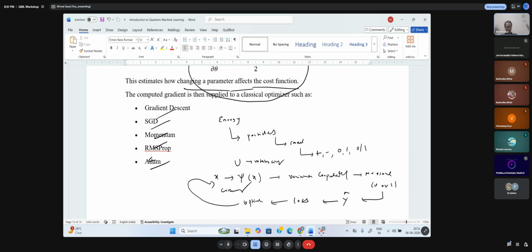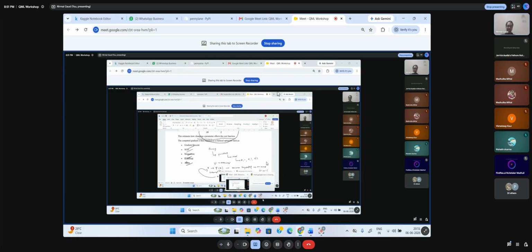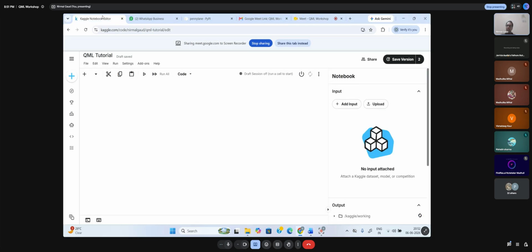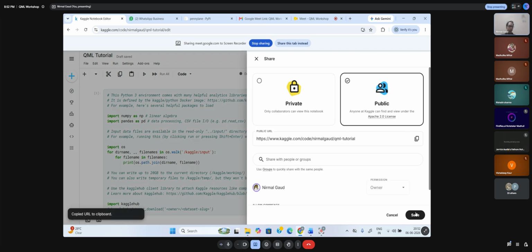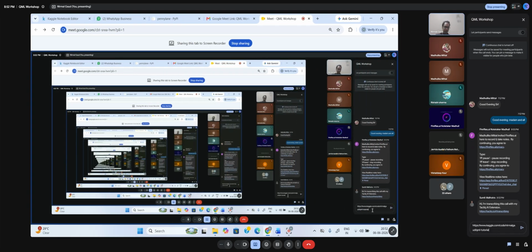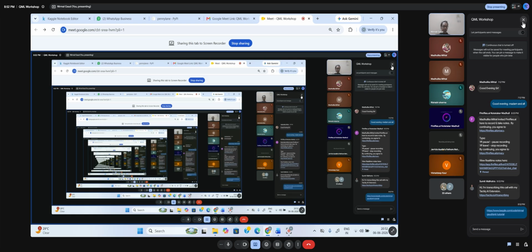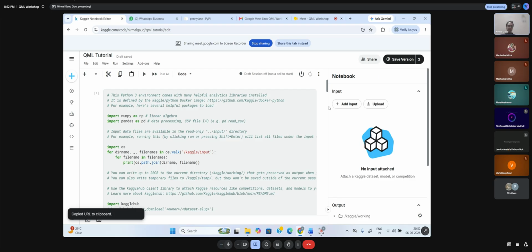And for your convenience, let's get started with the coding to do the implementation part. Okay, I have already shared the notebook with everyone. I hope my screen is visible. You can see the QML tutorial, quantum machine learning tutorial. The notebook is available. Let me reshare it again, and you can run it at your end. Please open the notebook, and you can do one thing. You can copy and edit my notebook. Once you open my notebook, you can copy and edit and run all those cells.